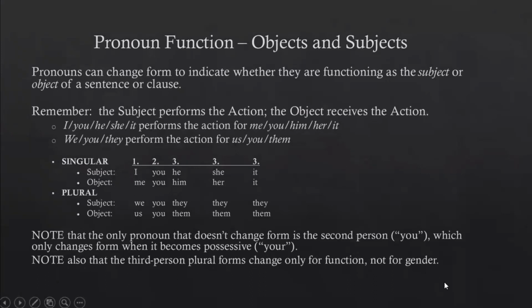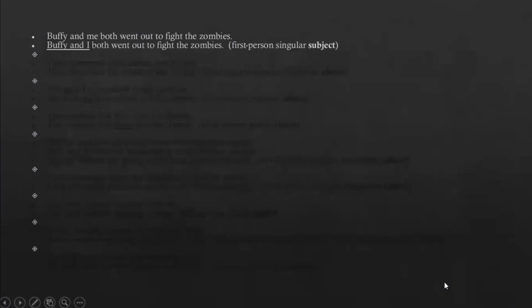Okay, let's see what I'm talking about here. Buffy and me both went out to fight the zombies. This is what this looks like. This is easy to figure out. Take out Buffy. If it was just you in this sentence, you wouldn't say me went out to fight the zombies. You'd say I went out to fight the zombies. And that's what it needs to be. Buffy and I both went out to fight the zombies. Right? Because it's a first person singular subject. It's the beginning of the sentence. The verb went comes after it. So it's not an object. It's the subject. So you go with I.